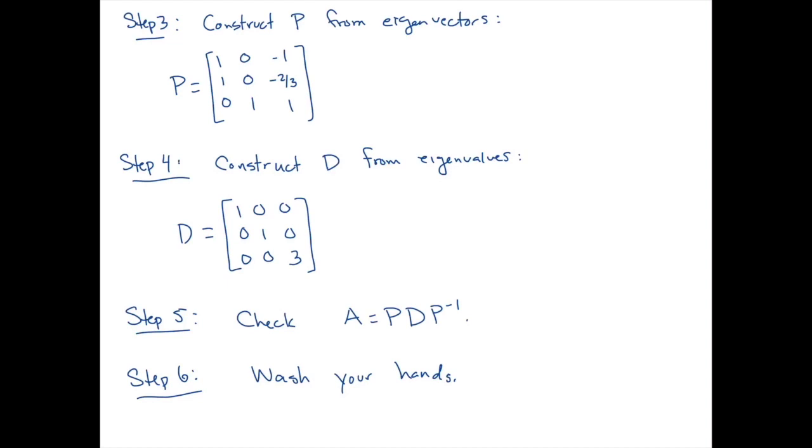So we can see that diagonalizing a matrix is really no more work than what we've been doing already. Just finding eigenvalues, finding eigenvectors, and then just building the matrix D and building the matrix P from them.